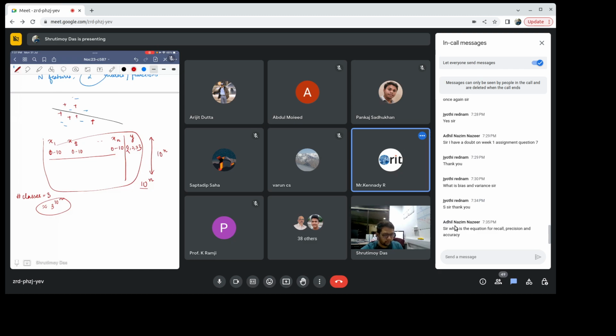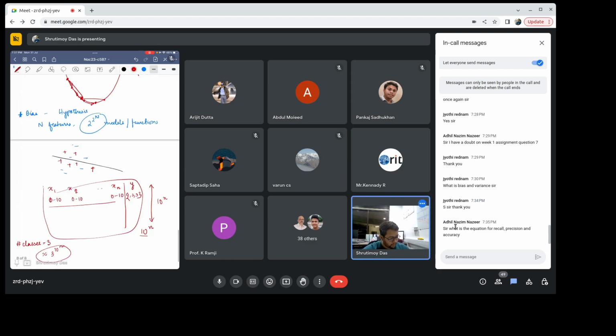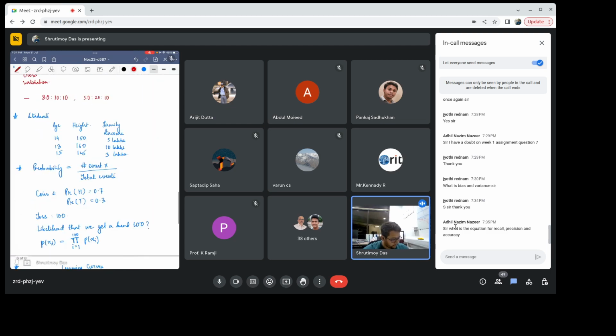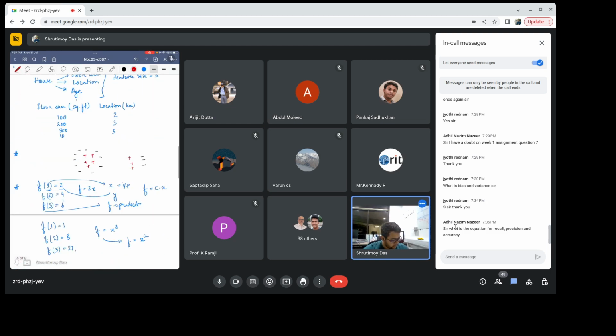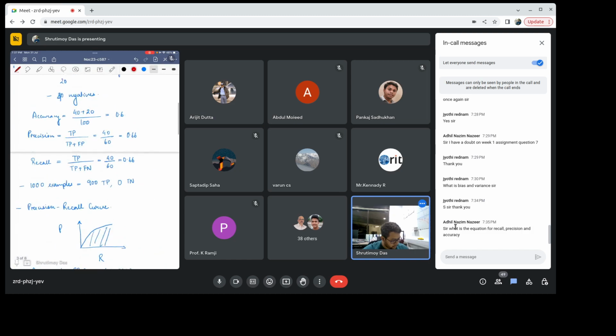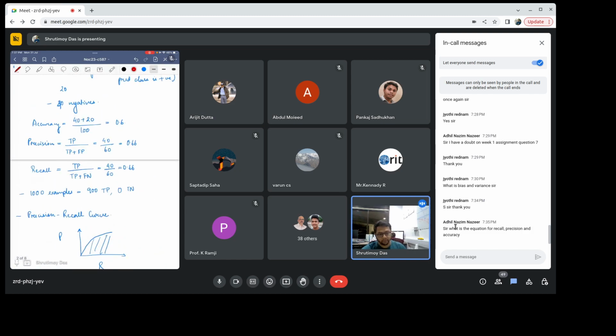Yes, until we discuss these equations in the earlier part of the class. So these are shown here. You can go through it in the recording, or it is given in the lectures, I think. So you can go through it.